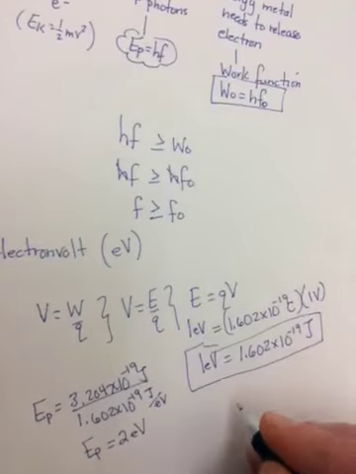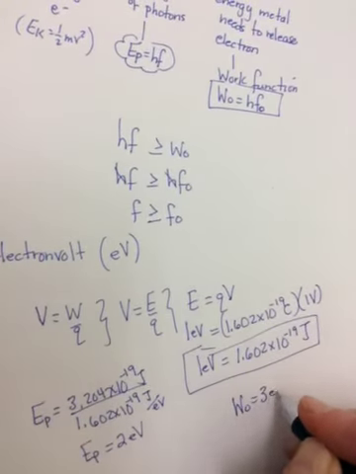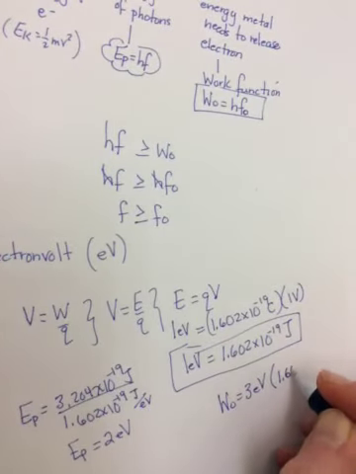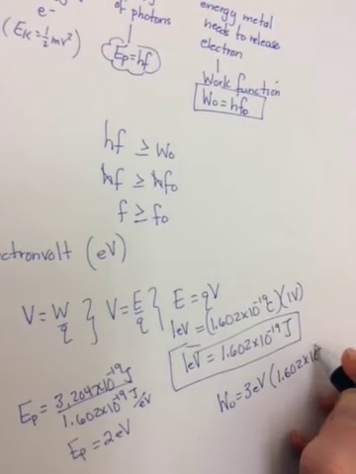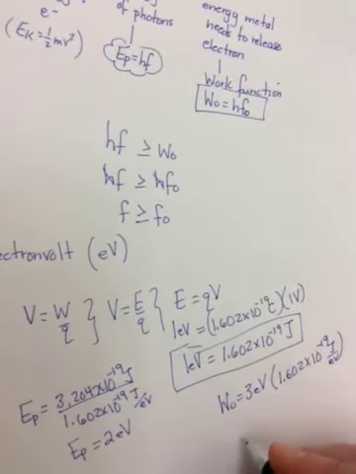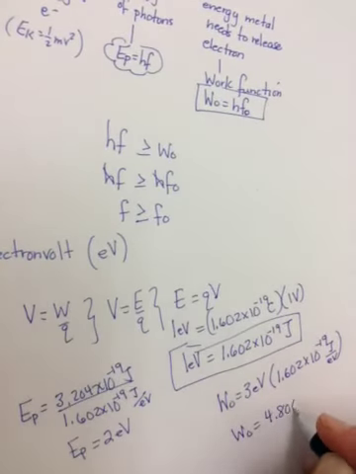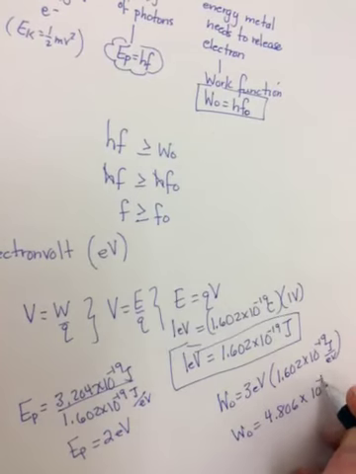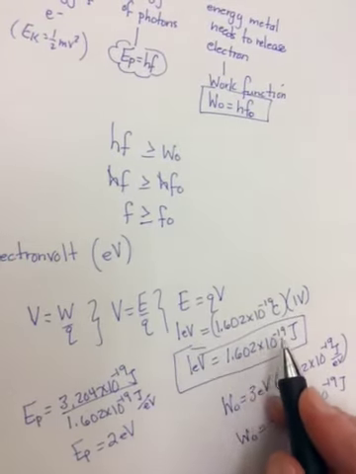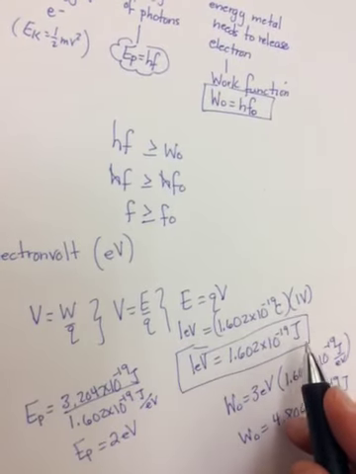and you would end up getting 2 electron volts. Or if I said to you the WO is 3 electron volts, how many joules is that? You would multiply it by 1.602 times 10 to the negative 19 joules per electron volt, and then you would end up getting, what is that, 4.8? 4.806 times 10 to the negative 19 joules. So the conversion factor is 1.602 times 10 to the negative 19 joules per electron volt.